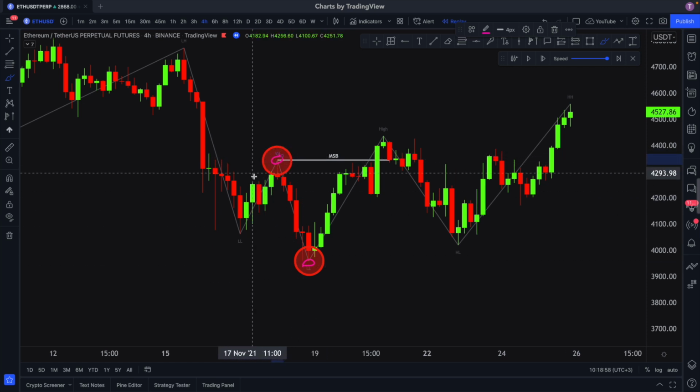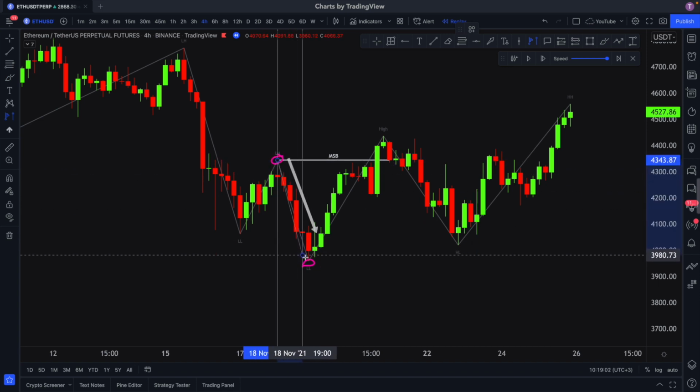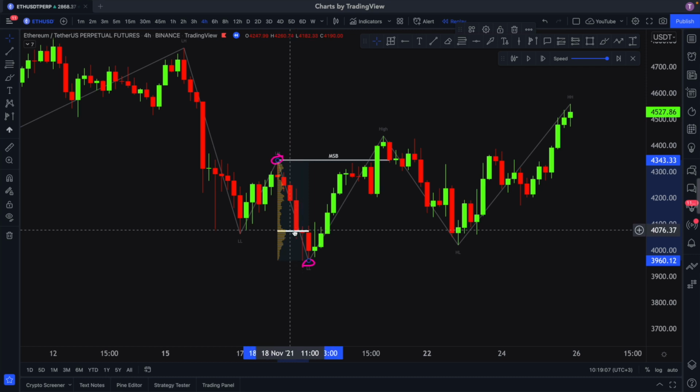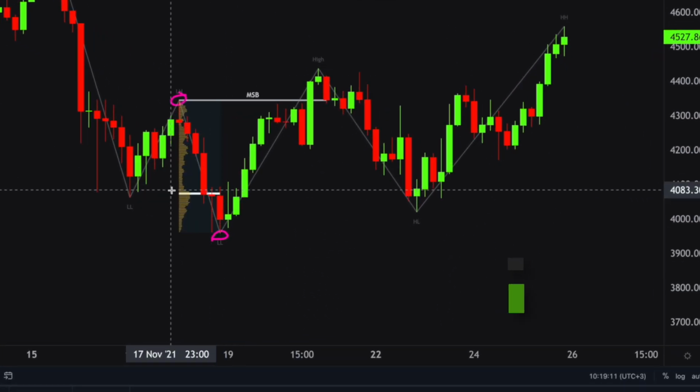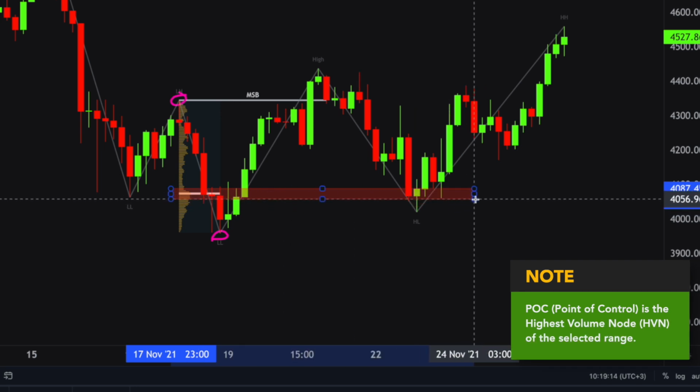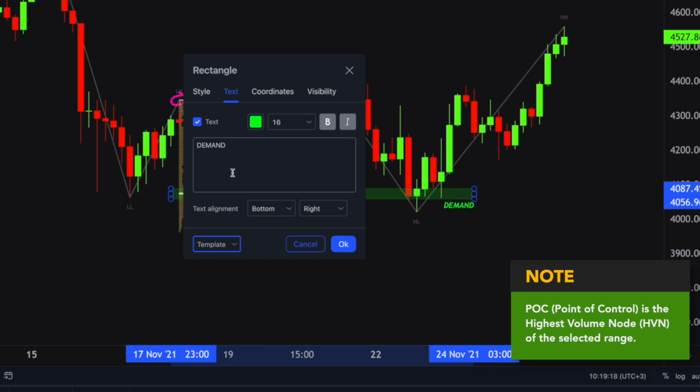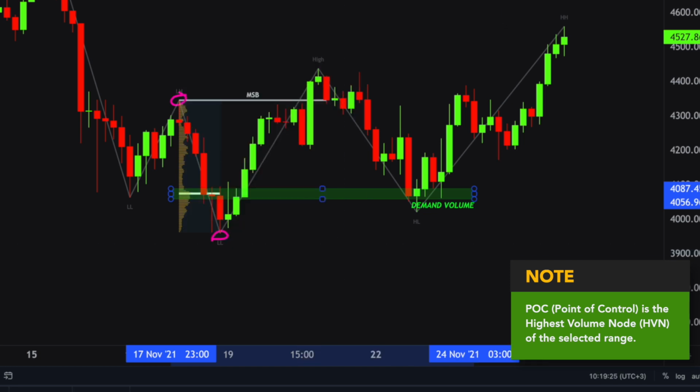So, what I do with the indicator is draw from lower high to the deepest lower low. As you can see, I identified the POC, which is a demand area in the entry zone. Magically, it is another sniper entry. Also, you have learned one more way of identifying a demand zone.